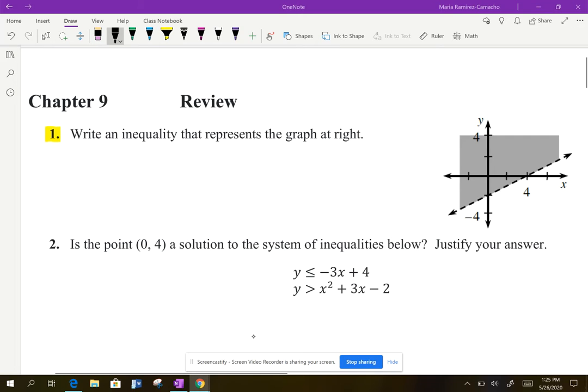Number one, write an inequality that represents the graph at right. Looking at this graph, I have a straight line and one side of the line is shaded. So I know that this has to be of the form y, then some inequality symbol, and then mx plus b, where m is your slope and b is the y-intercept of the line.